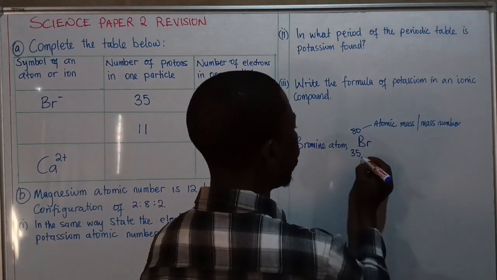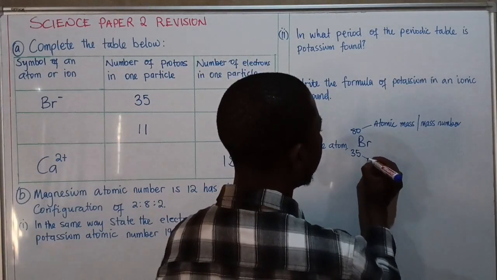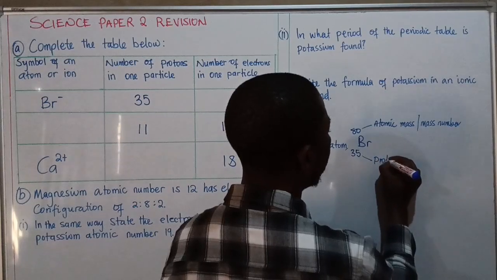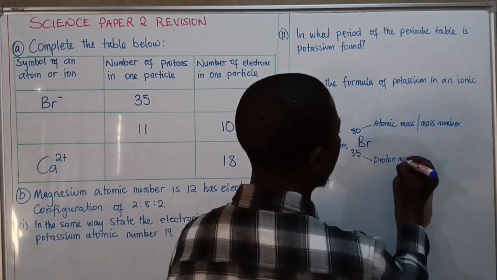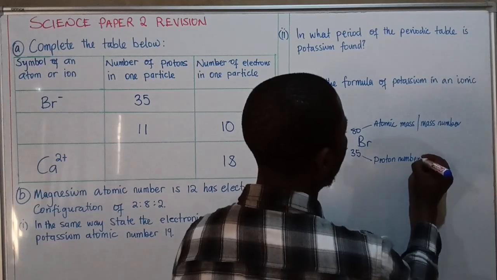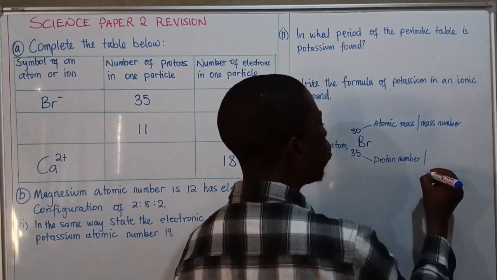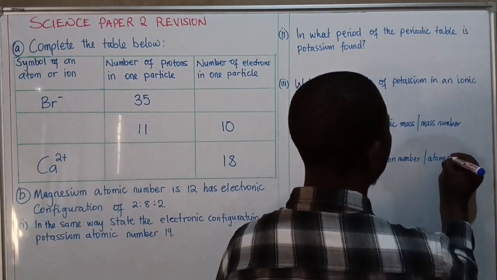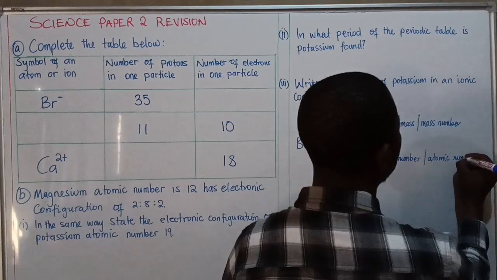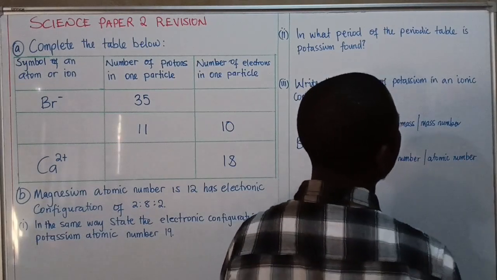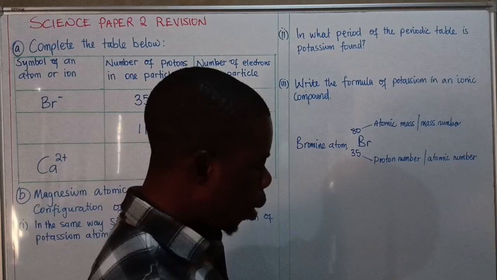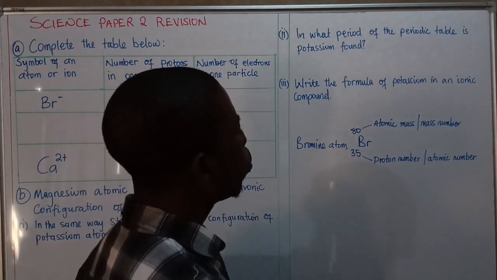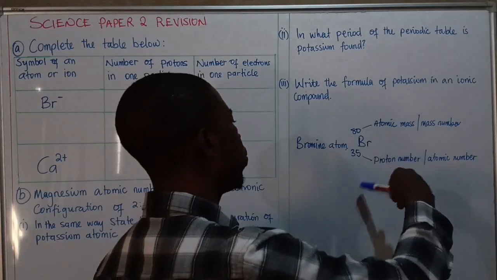Then this value here, it is known as proton number. Proton number. Or you can also call it atomic number. Atomic number. So this information is very cardinal if you want to understand chemistry. So in atomic structure, basically this is what you learn.